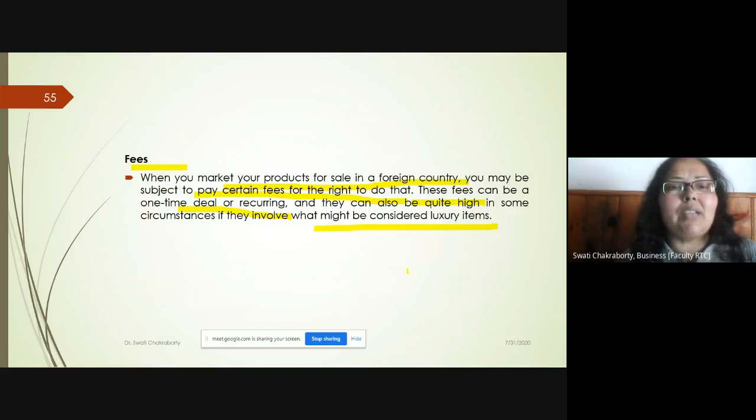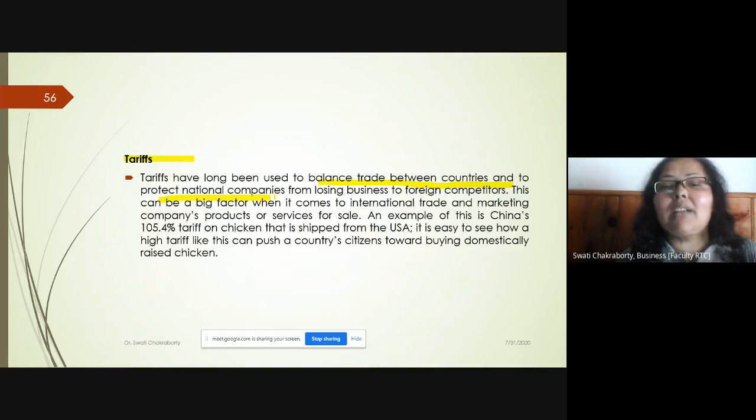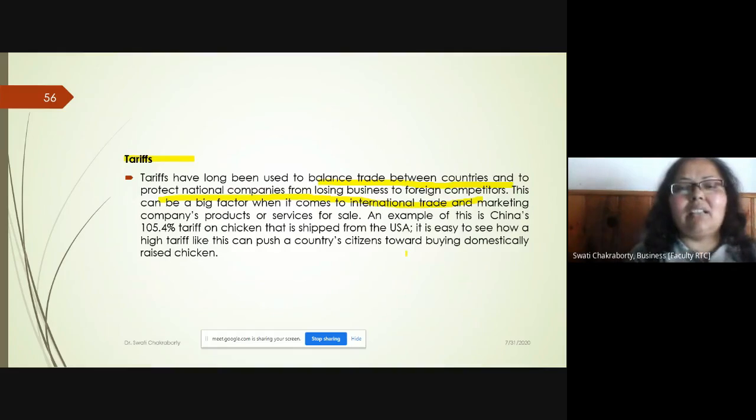Tariffs. Next comes tariffs. Tariffs are actually used to balance trade between countries and also to protect national companies from losing business to foreign competitors, right? Why tariffs? They prevent foreign companies from coming in and doing business. So what happens? Domestic firms can actually flourish.